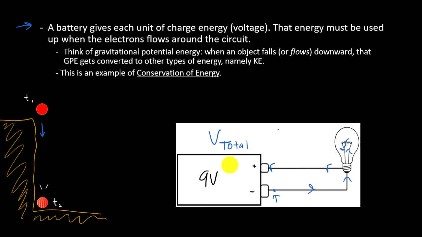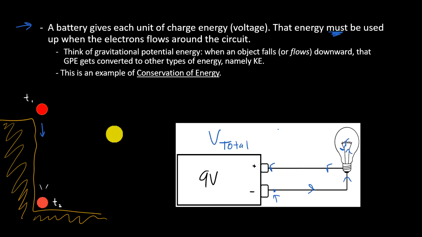The battery gave the electron energy, and that electron must use up that energy by the time it makes it all the way through. And that's not intuitive. Why does the electron have to use all that energy up? How does it know? That's a question I get a lot. How does it know to use up that energy?